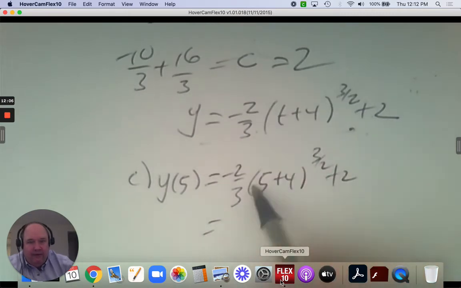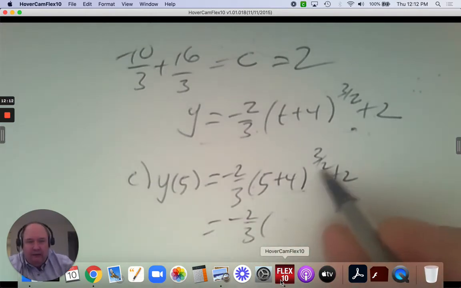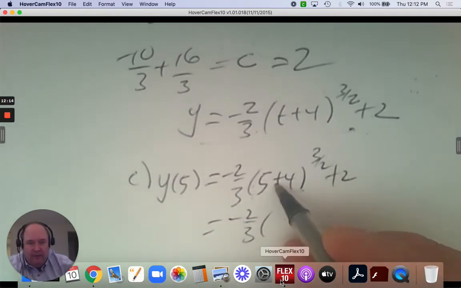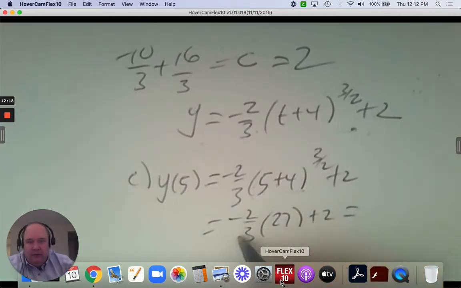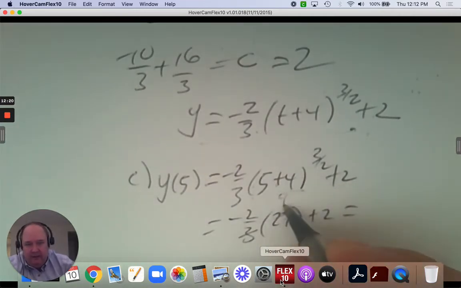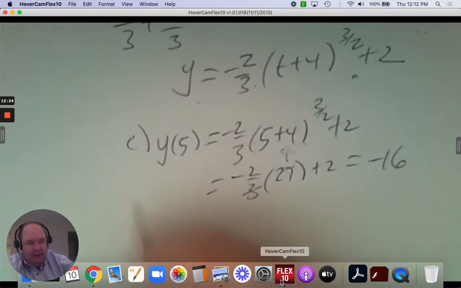So plug 5 in. What's the position at 5? So this is 9 to the 3/2. The square root of 9 is 3, and 3 cubed is 27. 3 goes into 27 9 times, and then negative 18 plus 2, so the position is negative 16.